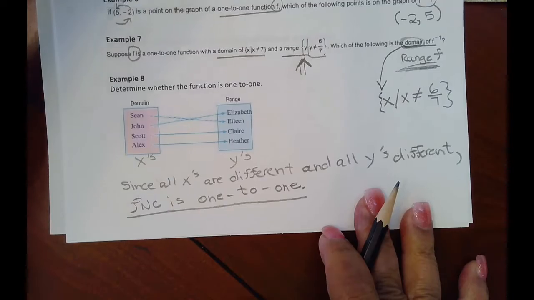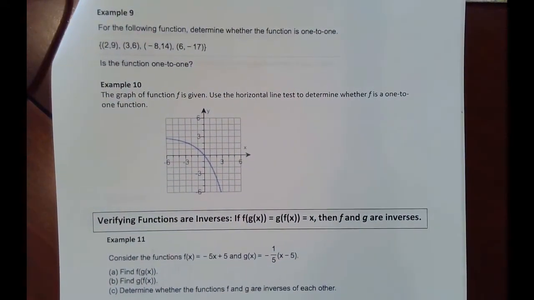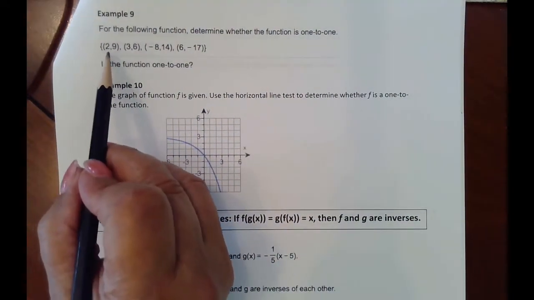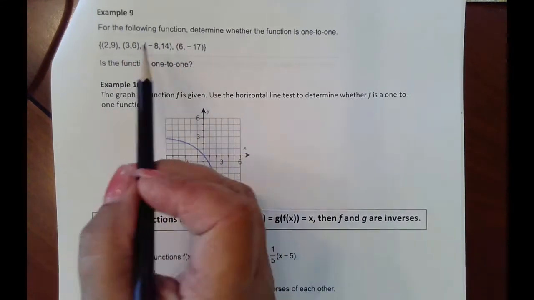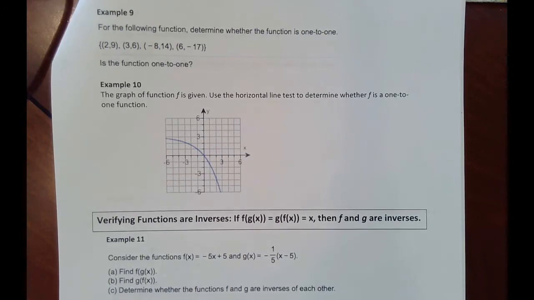Okay, moving to number 9. In problem number 9, this time they give you a set of ordered pairs. So you do have a domain. That domain's 2, 3, -8, and 6. You have range values 9, 6, 14, and -17. And what they're asking here is determine whether it's 1-to-1.